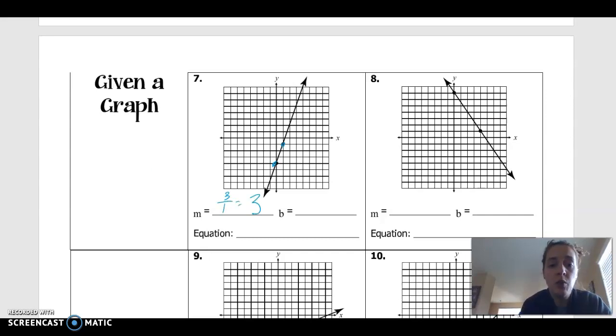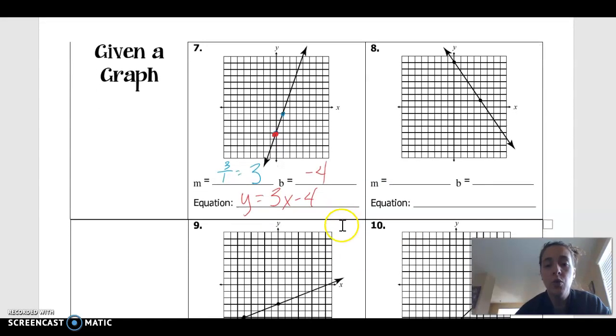I can also find the y-intercept. I can look and see where this line crosses the y-axis, and it crosses right here, which would be at negative 1, 2, 3, 4. So now that I have the slope and the intercept, I can go ahead and write my equation: y equals 3x minus 4.